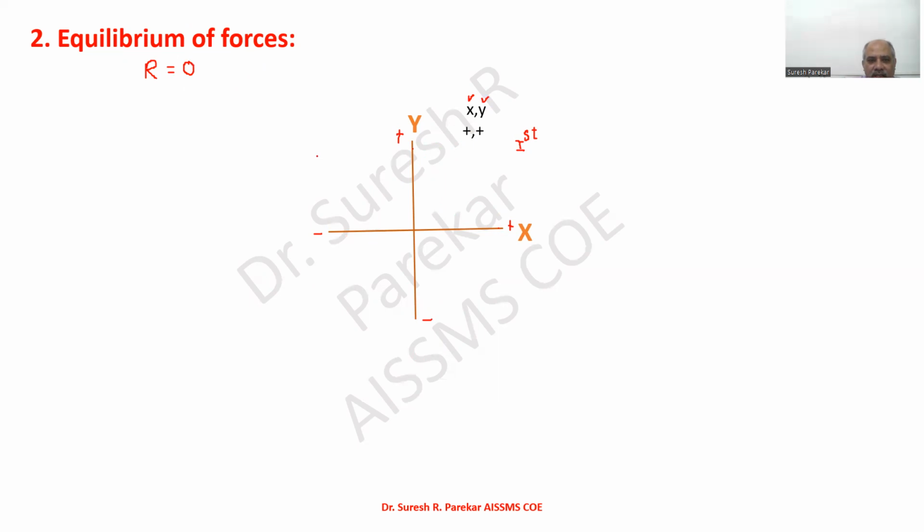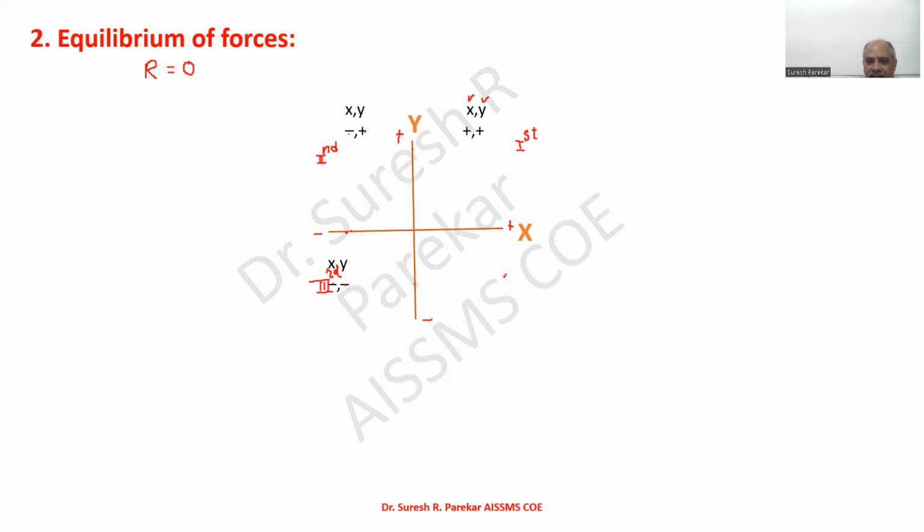Now if you switch over to the second coordinate, you have negative x-axis and positive y-axis, and therefore in this coordinate x is minus and y is plus. Now, if we go to the third coordinate, both components are minus. So x is minus, y is also minus.